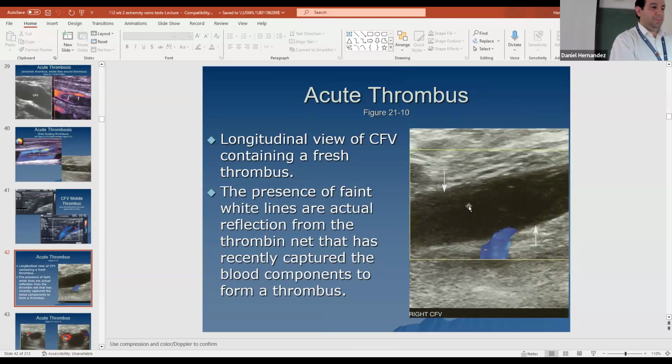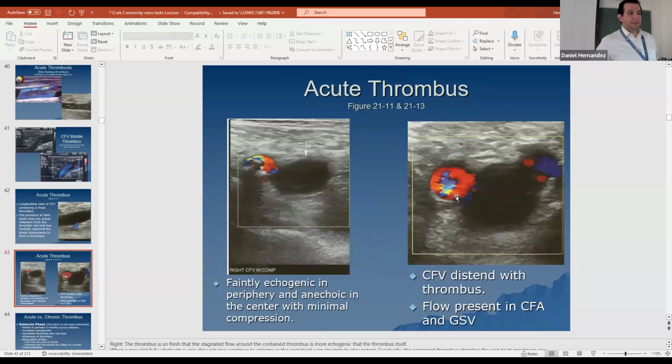Patient's common femoral. And some more examples of acute thrombus. So these are very hypoechoic again. So these are probably very, very fresh, very, very new. Again, the vein becomes very distended when it's completely occluded like this. In this case, it looks like there's still a little bit of flow trying to get through that GSV.